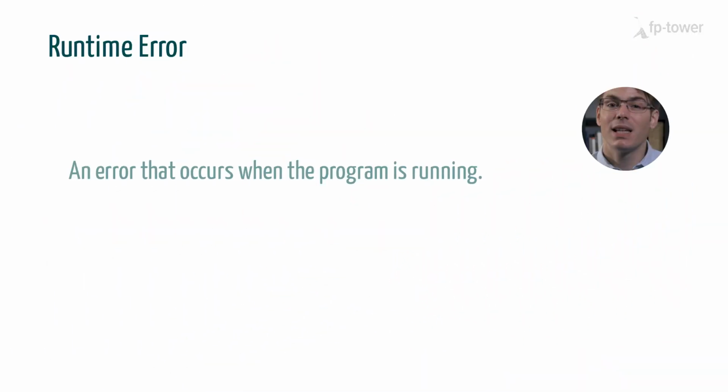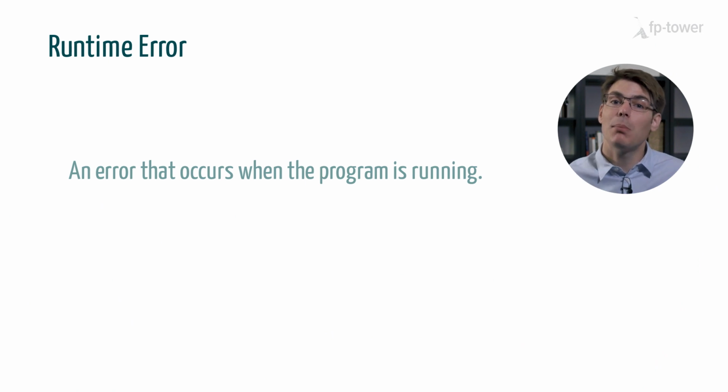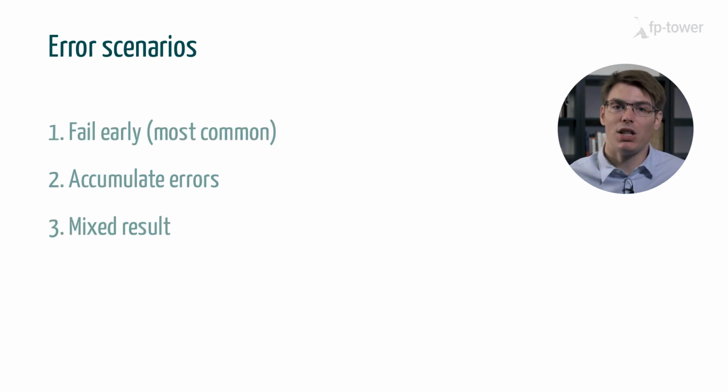First of all, what do we call an error? In this section, I'm talking about runtime errors, meaning that when we execute the program, something goes wrong. We are not on the happy path. So what can we do in this case? There are three main strategies. One, we can fail early, meaning that we stop the entire workflow when we encounter an error. This is the most common scenario.